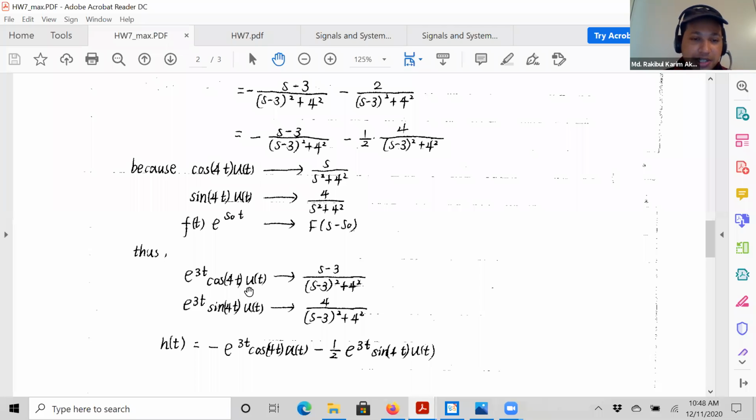So now your answer is done. This part is written here. This sine format is written here. And there was something else. There was a minus sign. That minus sign is coming here. There was a minus half. That minus half is coming here. Okay, any question?